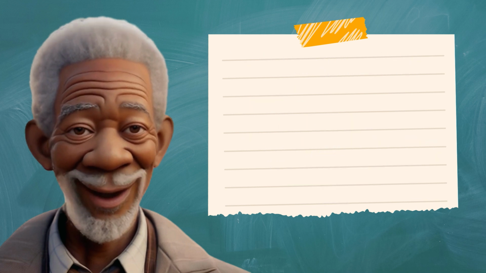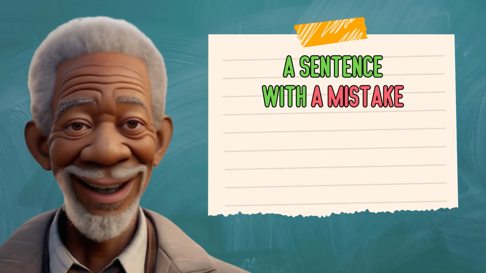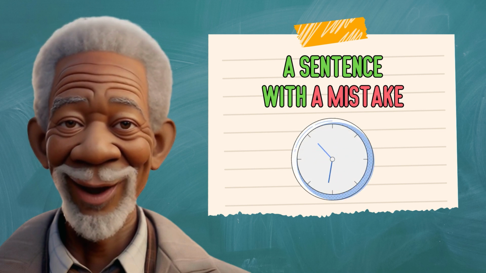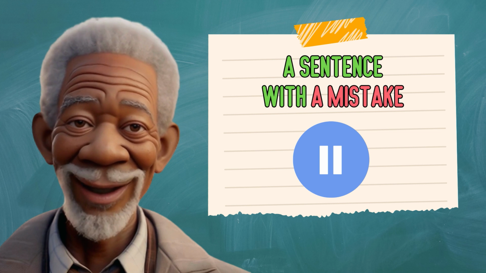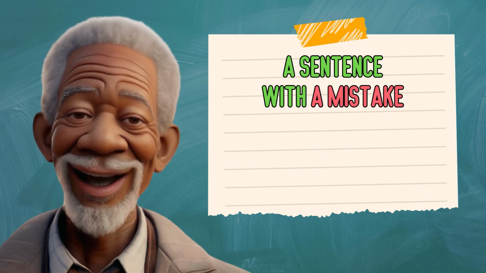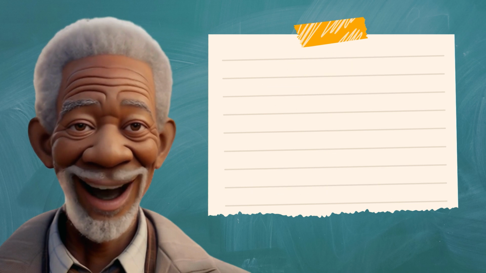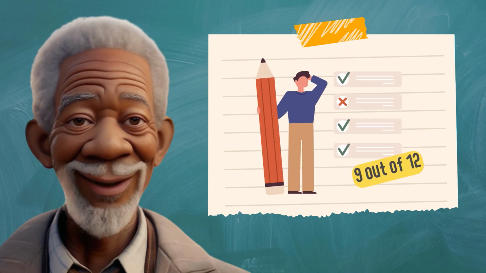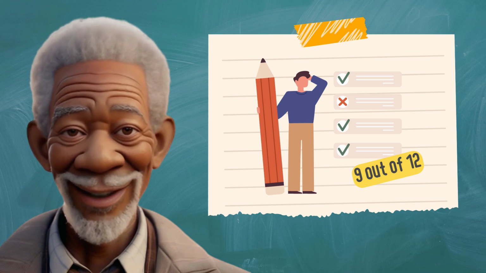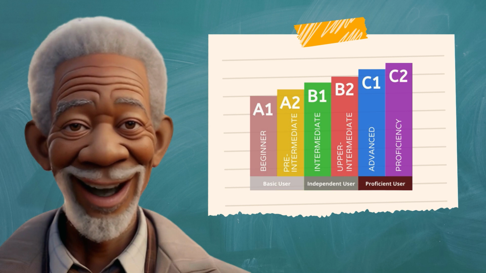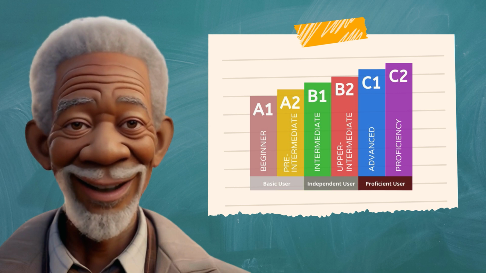Your task is simple. I will show you a sentence containing a mistake, and you'll have 10 seconds to spot it. Or you can hit pause and take more time to think. Don't worry, I'll give you a quick rundown of each mistake after each sentence. And make sure you keep counting the number of right answers. By the end of this video, you'll get your score. Without further ado, let's put your English knowledge to the test.